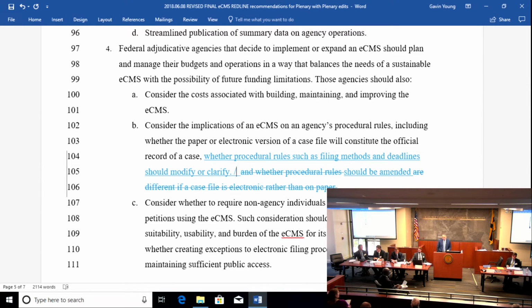Connor, do you have any thoughts on that on behalf of the committee with respect to that proposed change? Well, Gavin and I were just thinking of ending with should be different, rather than presuming an amendment, but just should be different. Whether procedural rules should be different if a case file is electronic rather than on paper. That's the current language. No, it says are different. It says are different is the current language. Yeah.